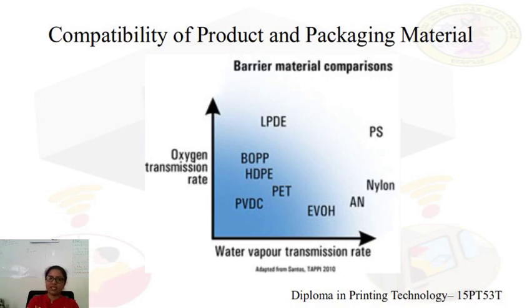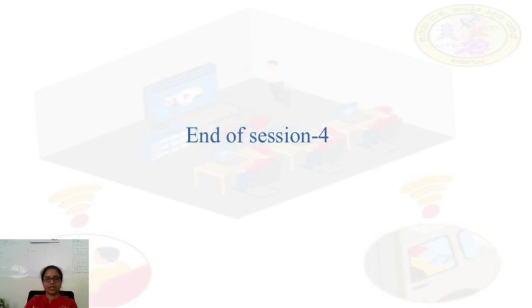And in the next level, LDPE, nylon, AN and PS, these have very low barrier properties that may not be good enough to package all food materials, so these materials do transmit oxygen and water vapors, contaminating the product. The best barrier material that can be used in order to control the oxygen transmission rate and water transmission rate is PVDC, polyvinyl dichloride. End of session 4. Thank you.